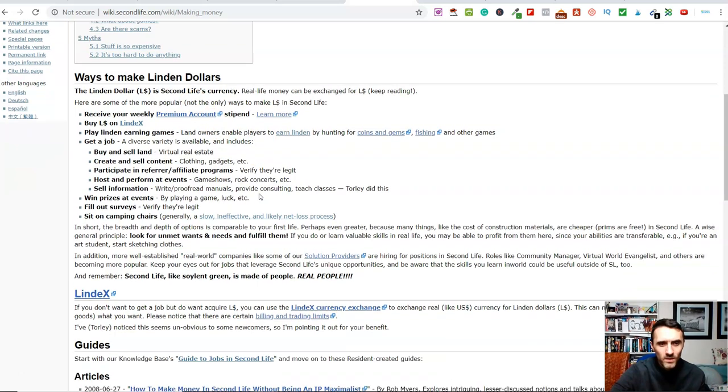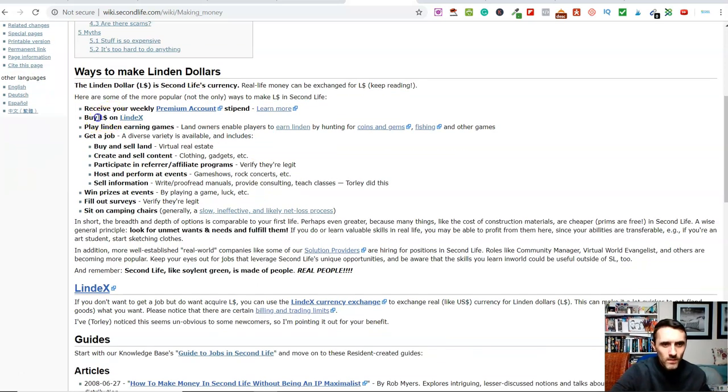But how do you make money with this? Well, look at this, okay? You can buy Linden Dollars first of all, but you can also earn Linden Dollars by playing games. You can get a job. I don't know what that means. You can buy and sell land. You can create and sell content on here. You can refer people into this. You can host and perform at events. And you can sell information, prizes, surveys, and lots more. And again, look, I don't know absolutely everything that's included in this. All I know is that this is a potential way to earn money.